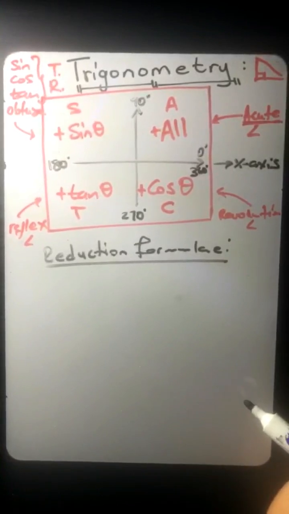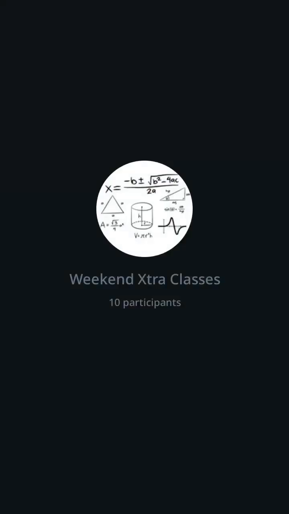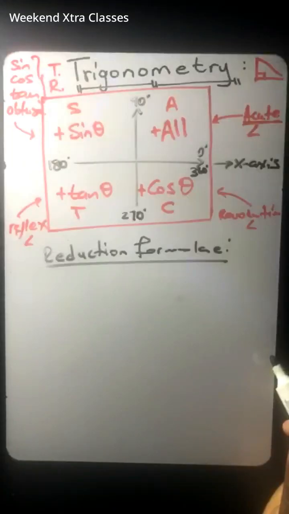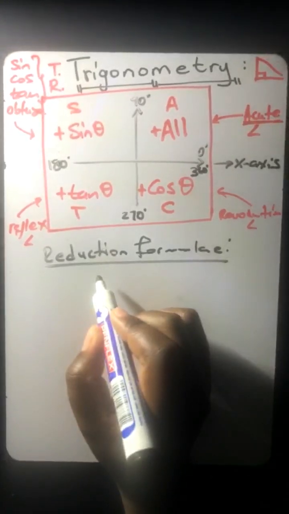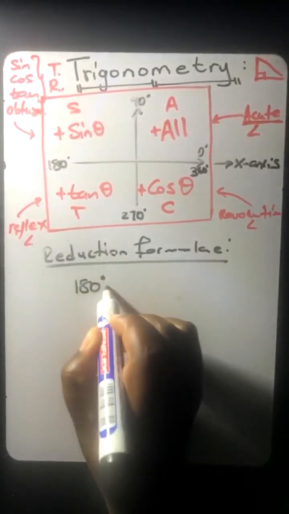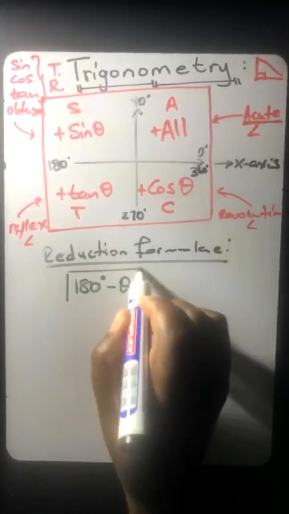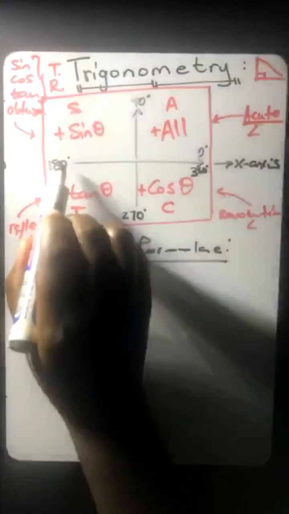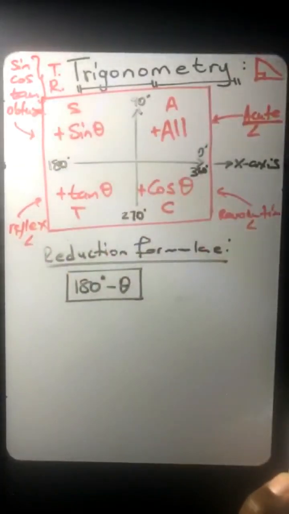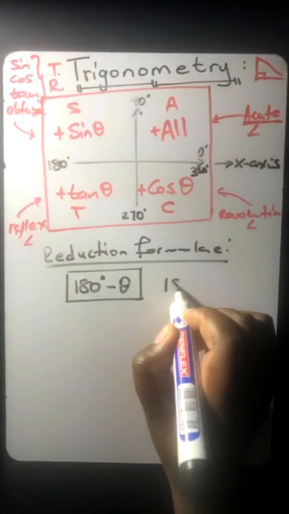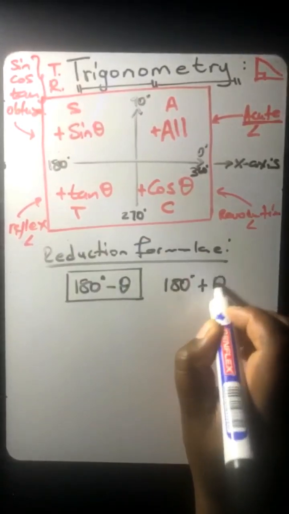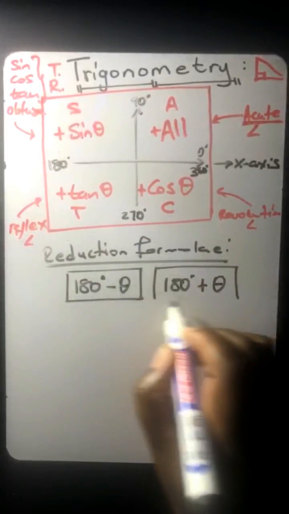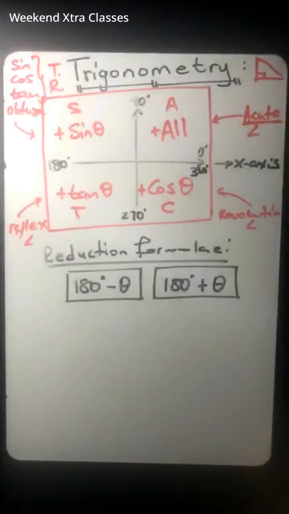Okay, let's see. We have what they call function values of, let's say, 180 degrees minus an angle. This is our first reduction formula along that line. And then the other one is going to be 180 degrees plus an angle. So it's more like I'm giving you a list of reduction formulas.